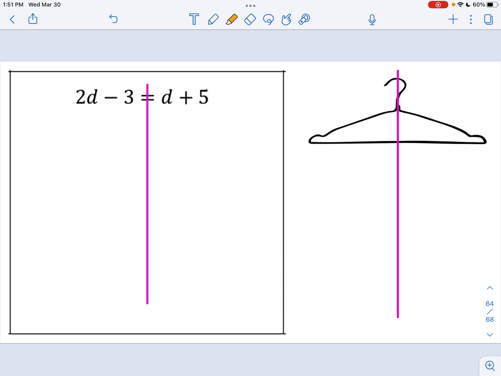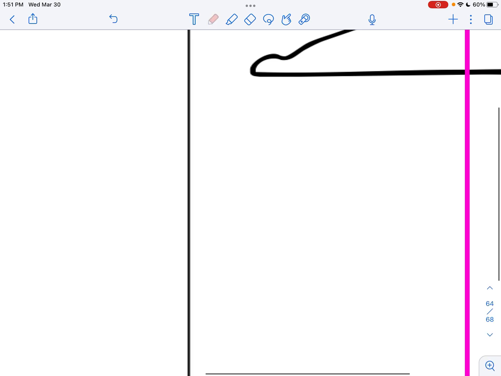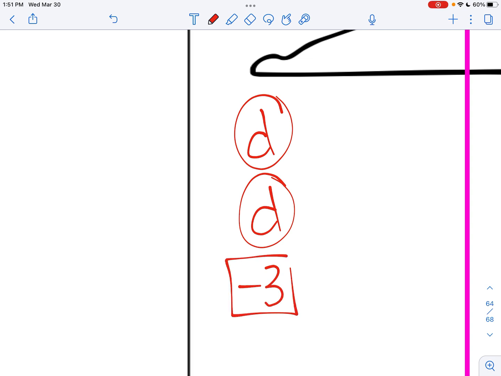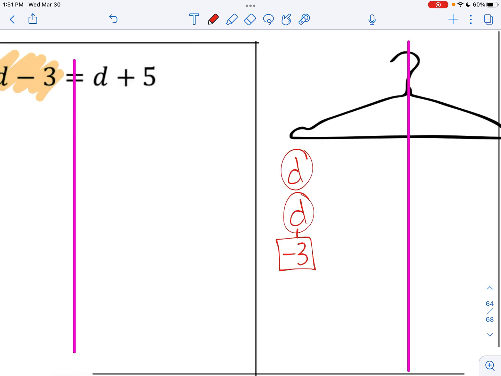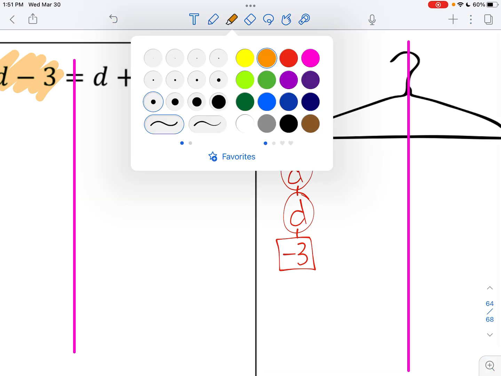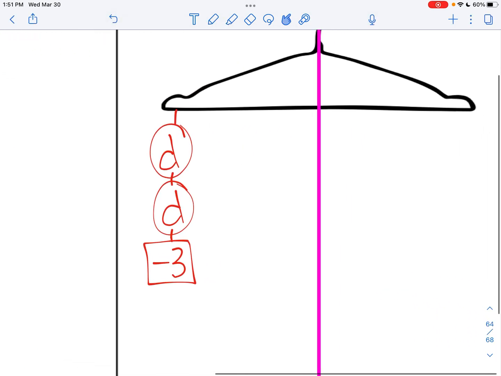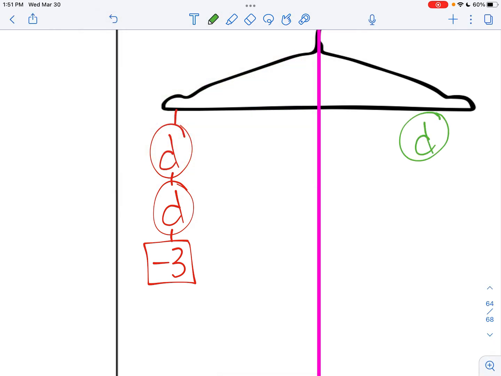All right, on the left side, 2 D's minus 3. So here we go. D, D, and minus 3. Great. Put the lines there. On the other side, I'll do that in green. D plus 5. Here we go. 1 D and a 5.